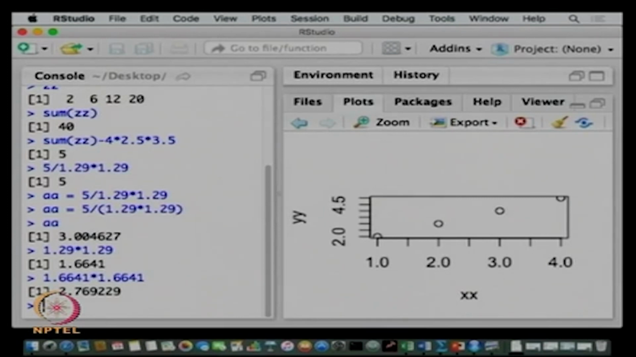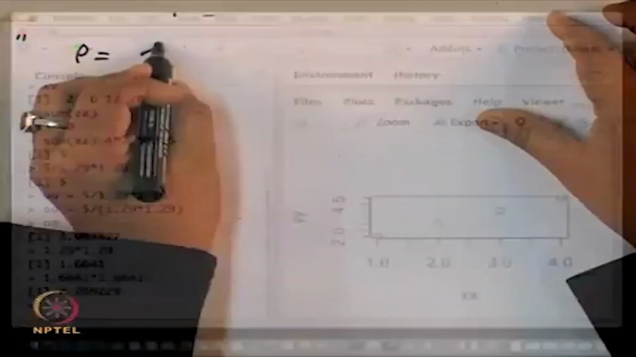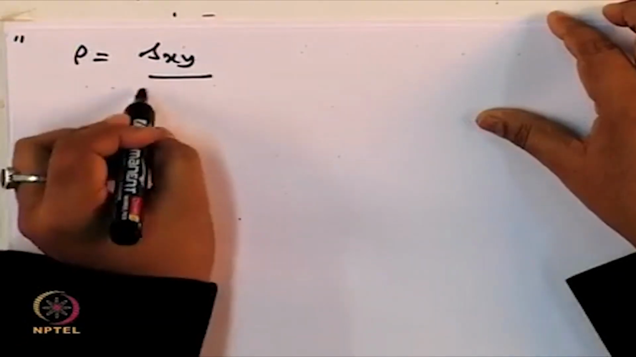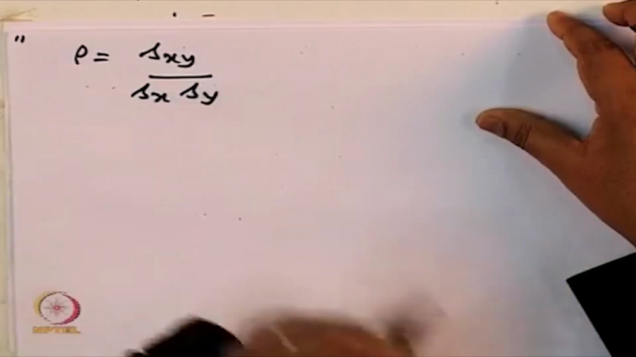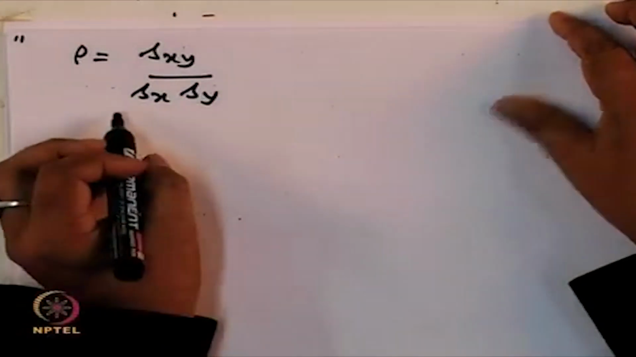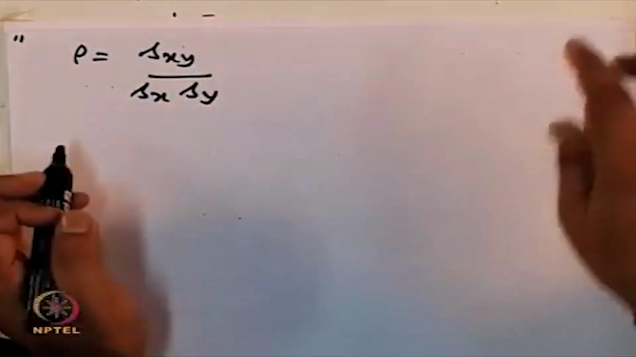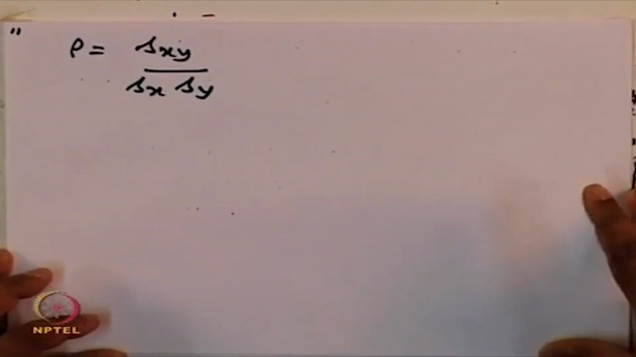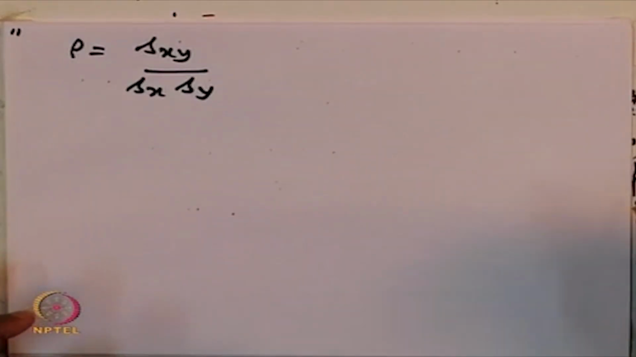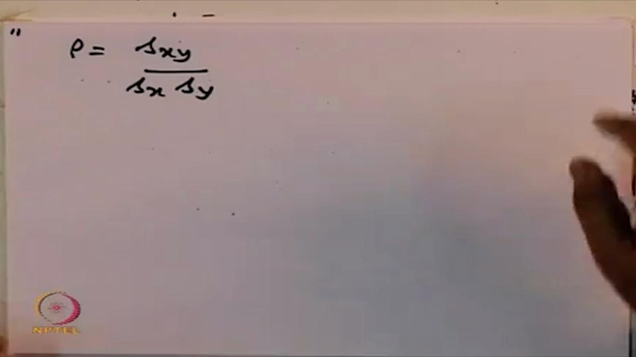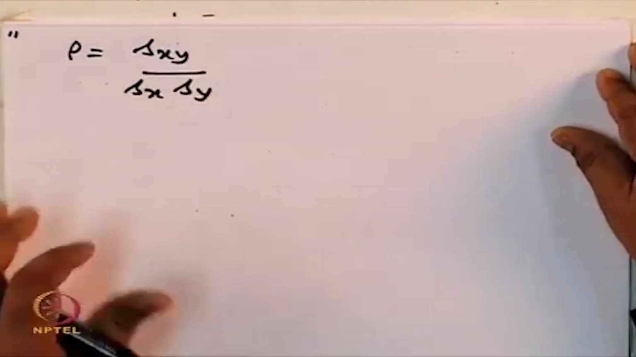Now, let us say one thing. My correlation coefficient rho is defined by Sxy divided by Sx into Sy. So, what is the minimum value of rho possible and what is the maximum value of rho possible? We reasoned that this value should be between minus 1 and 1. Let us see if that is true.